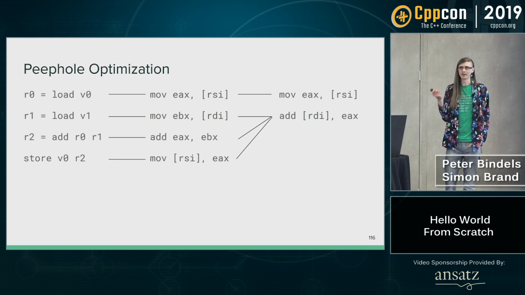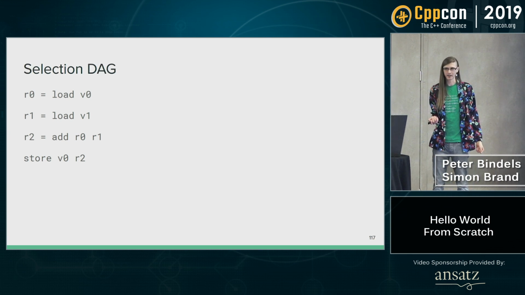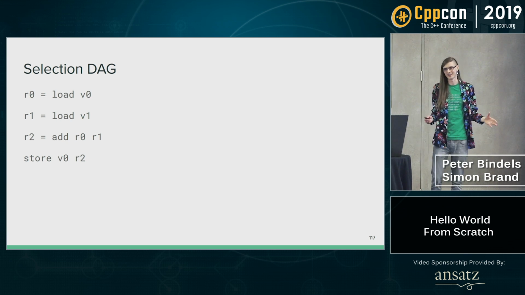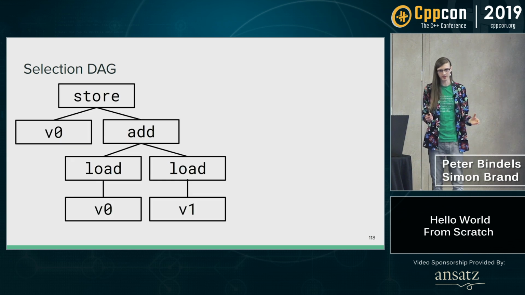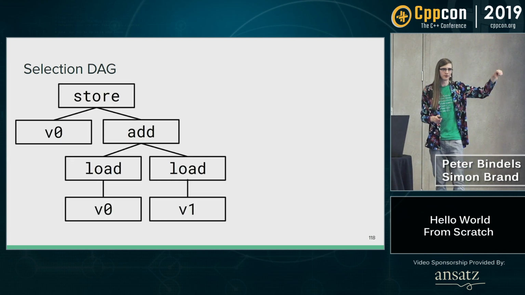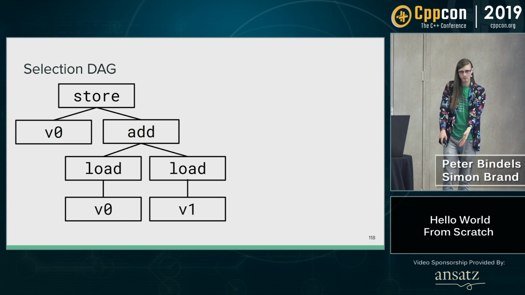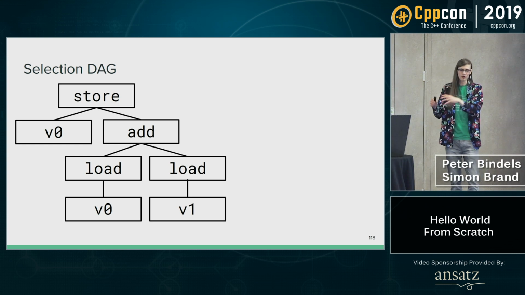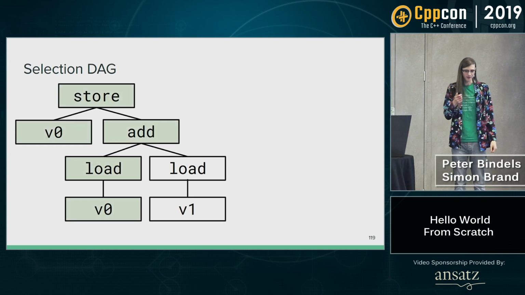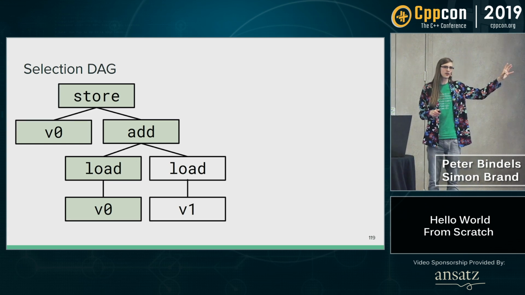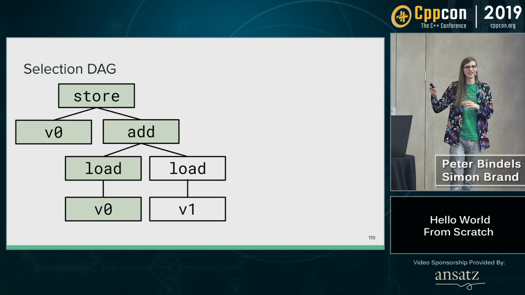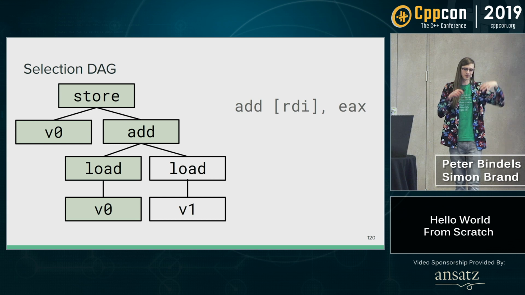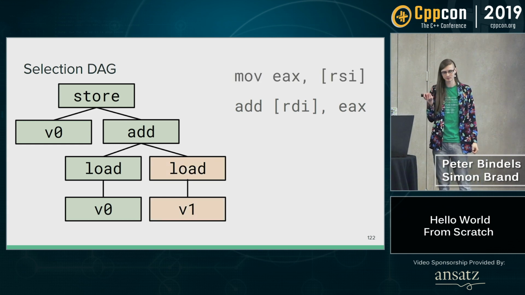Another way, which is what LLVM uses, is selection DAG. What this does is we look at our IR as a directed acyclic graph like this. So we're storing into V0 the result of adding those two loads. And we have some tiles which we know match single instructions. So we look at this pattern and say, oh, I know this pattern. If I'm loading from somewhere and adding into that same place, I can do that in one instruction. And then for the last bit, I can do that in one instruction too.